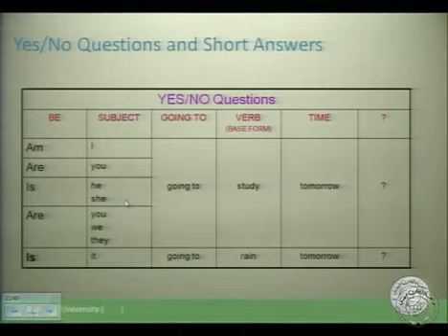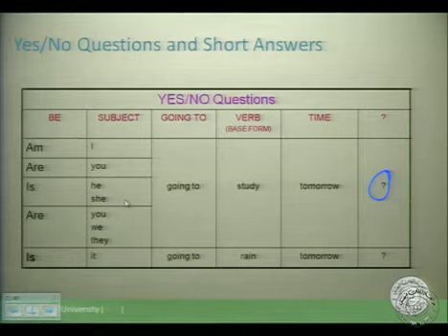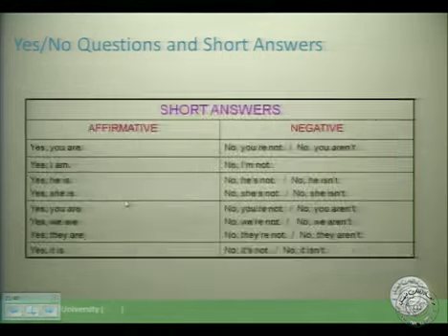Yes/no questions. How do we make yes/no questions? Very easy. Verb to be, we move it to the beginning. Am I going to study tomorrow? Are you going to study tomorrow? Is he going to study tomorrow? Very easy. And we should not forget the question mark. Why? To indicate that this is a question. So don't forget to add the question mark.